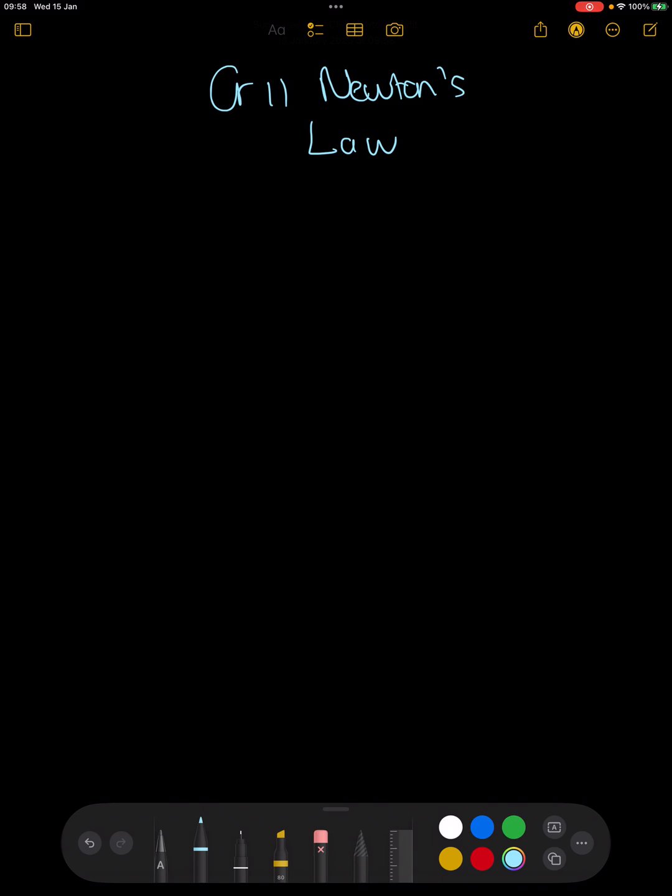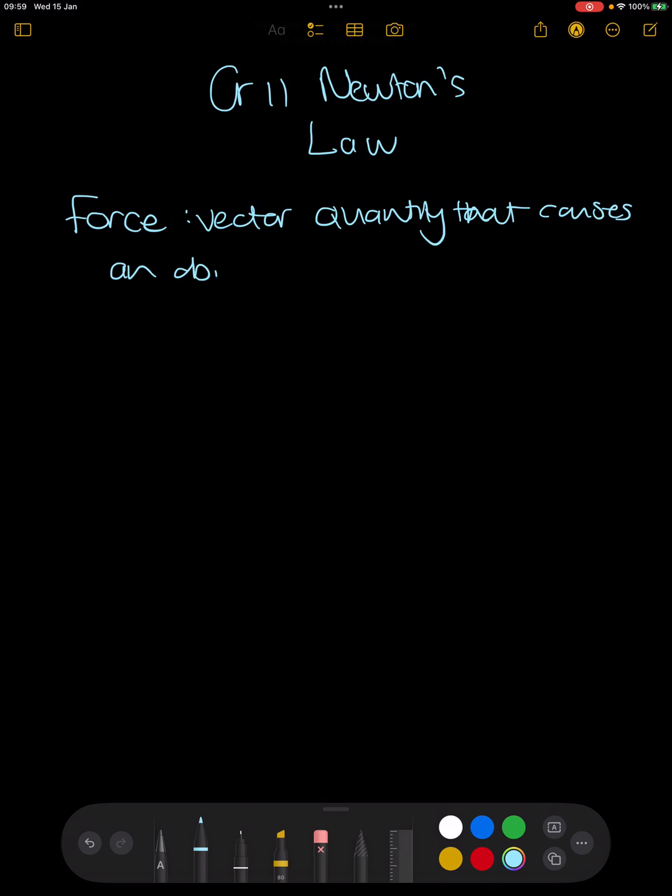So what is a force? Remember, last year we did vectors and scalars. A force is a vector quantity that causes an object to move, change shape, or change its state of motion.